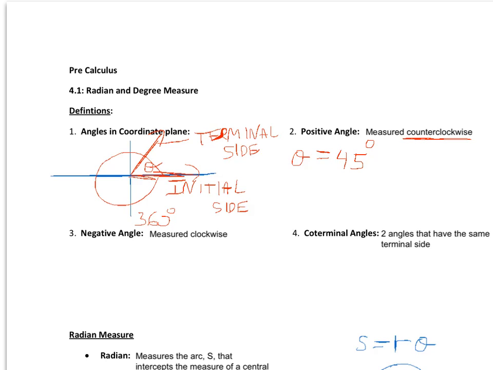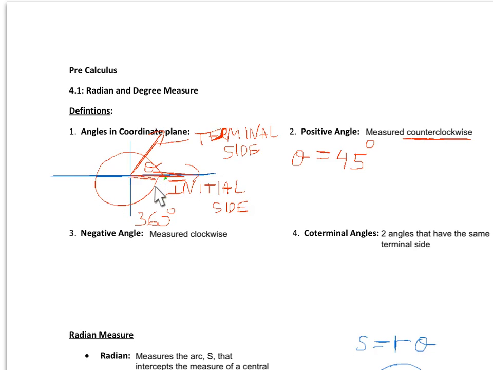Okay? The other way of looking at it, I could go the other way. I'll put this in green. If I look at this example, let's say I start here at the initial side, but let's say I go to the terminal side, but I go the other way. I go clockwise, which is going to be negative. If I go clockwise, okay, I'm going to go negative.